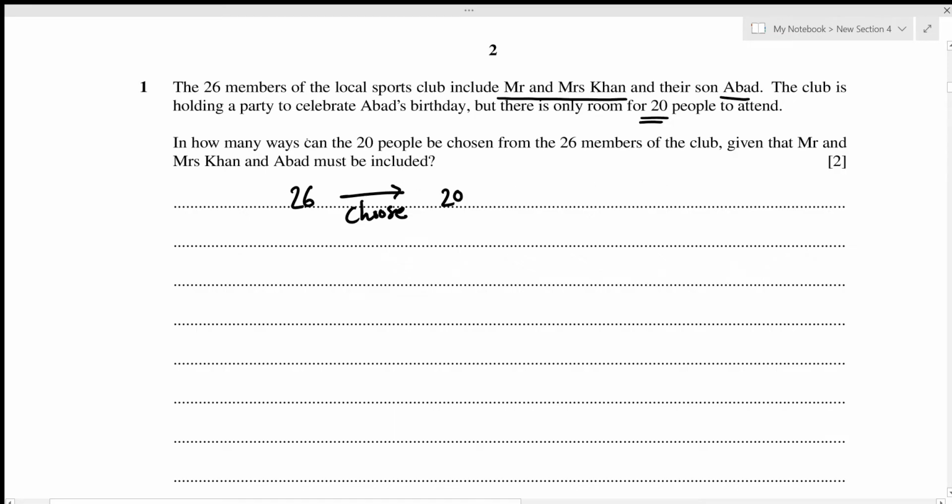Given that Mr. and Mrs. Khan and Abad must be included. So while choosing 20 members from the total of 26 members, we need to include these three members, Mr. and Mrs. Khan and Abad. So we're already choosing the three because they must be included. Then the remaining people to be chosen would be just 20 minus 3, which would be 17. And then the total number of members will also be reduced by 3, right? So that's going to be 26 minus 3, which gives us the total of 23.